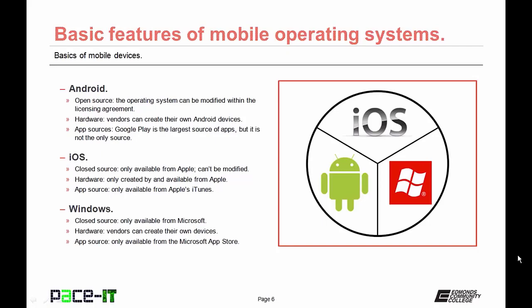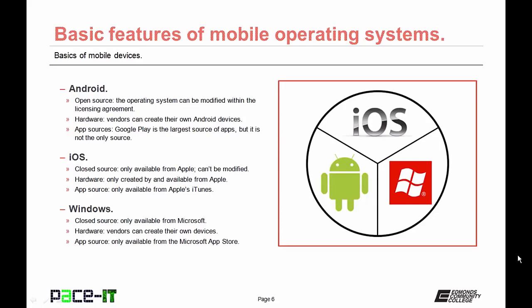Apple's iOS, on the other hand, is closed source. It's only available from Apple and cannot be modified. You are limited in your hardware options to only those that are supplied by Apple. And you can only get apps from the Apple App Store.